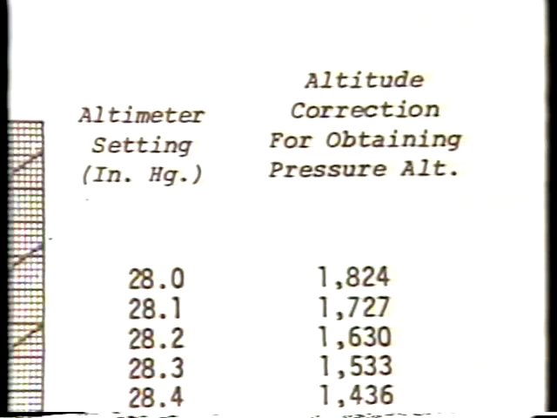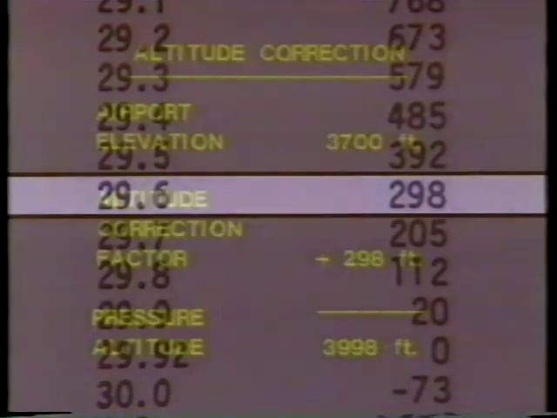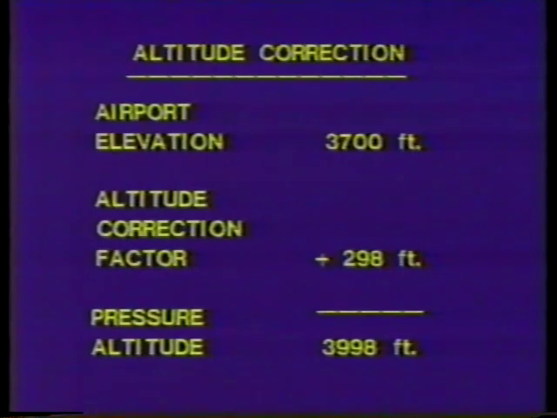First, determine the altitude correction for non-standard pressure. The table on the density altitude chart shows that if the airport altimeter setting is 29.60 inches of mercury, we add 298 feet to the airport elevation of 3,700 feet. The pressure altitude is 3,998 feet.